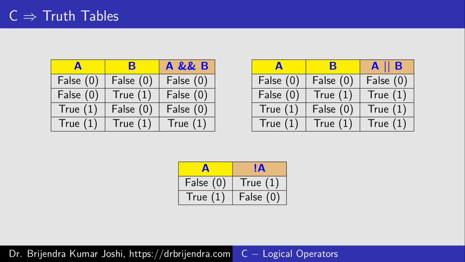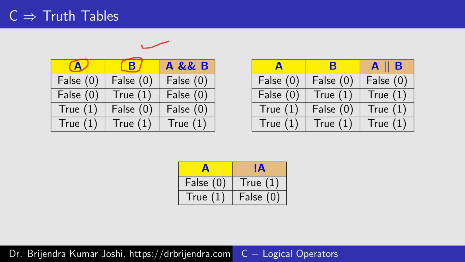This is the truth table for logical AND. Now you can see here, we can make out that the result of application of logical AND is true if and only if both of its operands, that is logical value of A as well as logical value of B, are true. Then only the output is true.